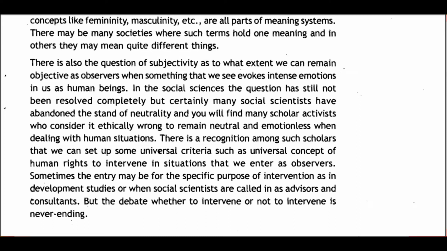There is a recognition among such scholars that we can set up universal criteria, such as a universal concept of human rights, to intervene in situations that we enter as observers. Sometimes the entry may be for the specific purpose of intervention, as in development studies or when social scientists are called in as advisors and consultants. But the debate whether to intervene or not to intervene is never ending.